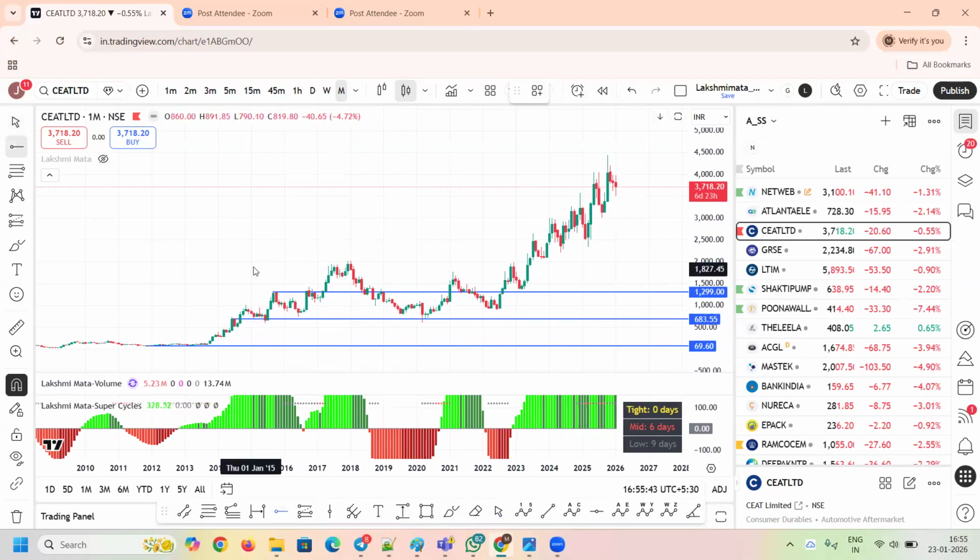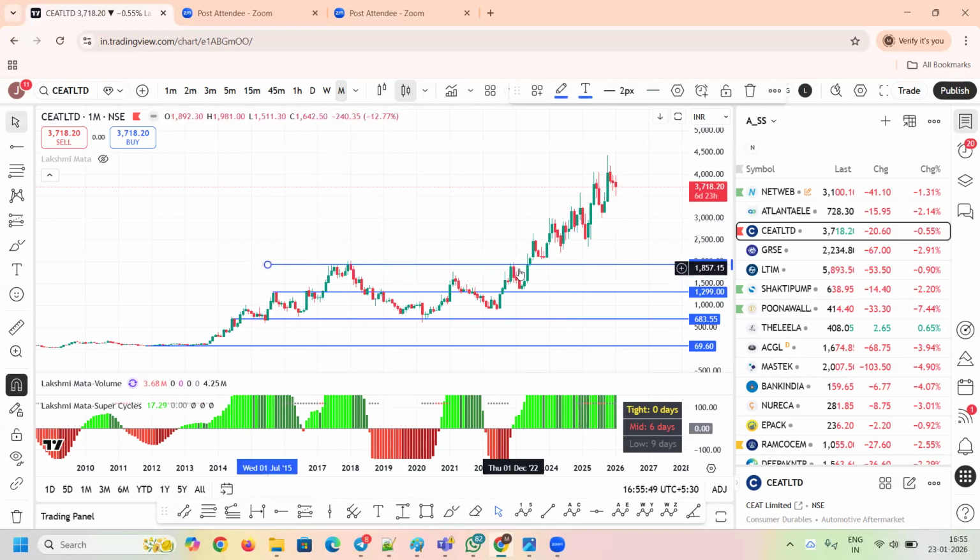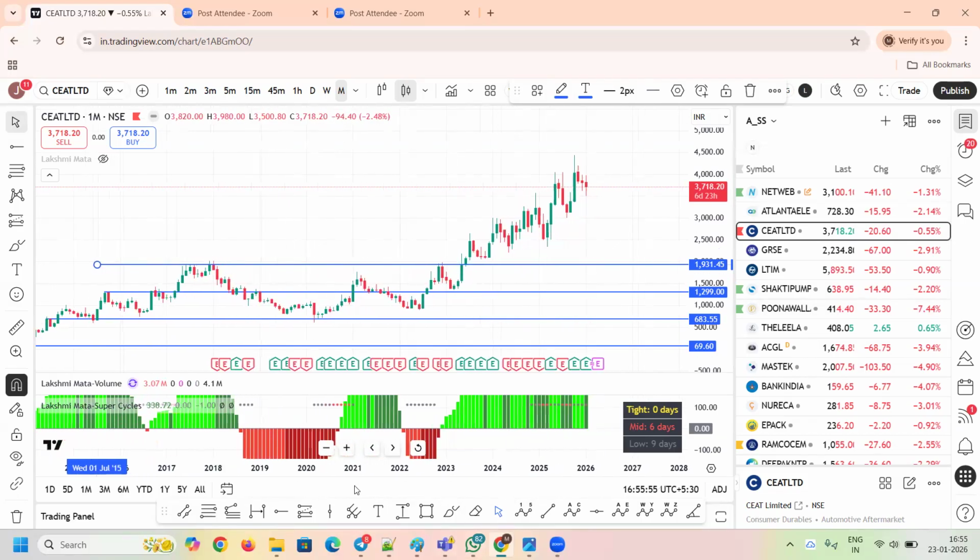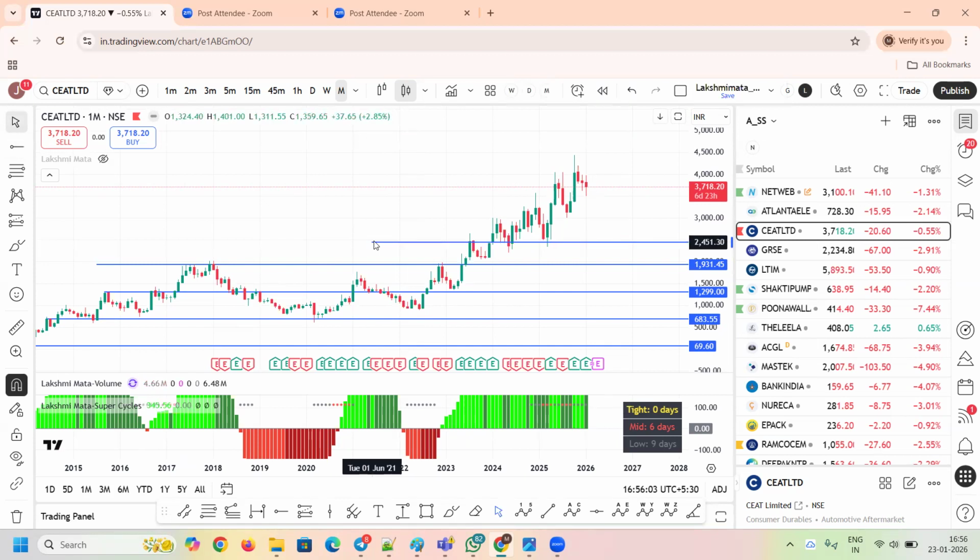Then if you see again this point, it tried to struggle. See the same point, it struggled to move. So this is something which we need to notice. Like most of the time, at one point it will be struggling.